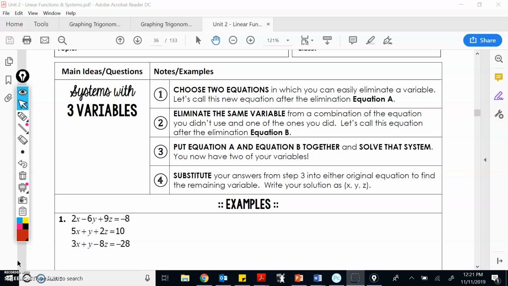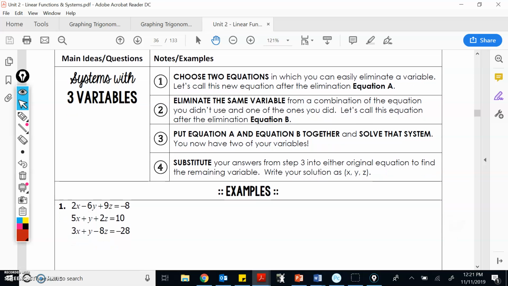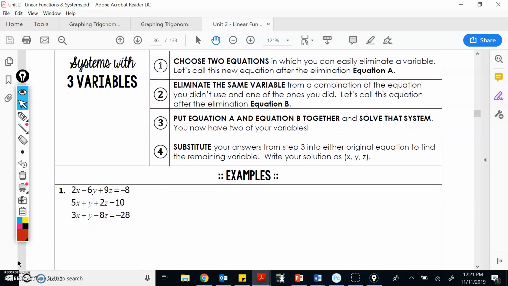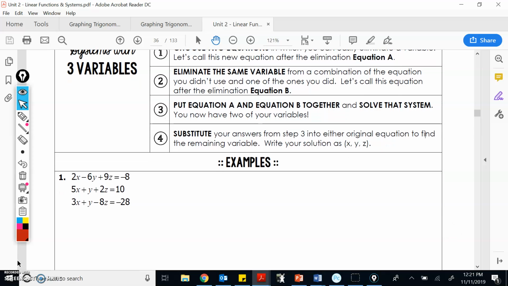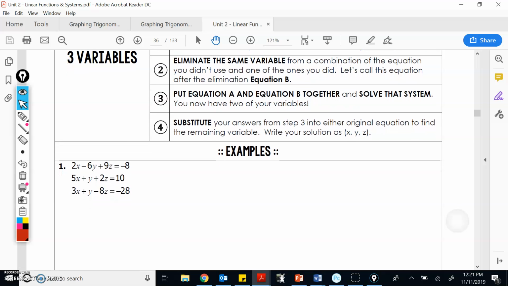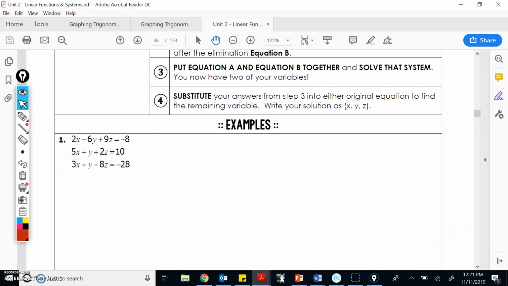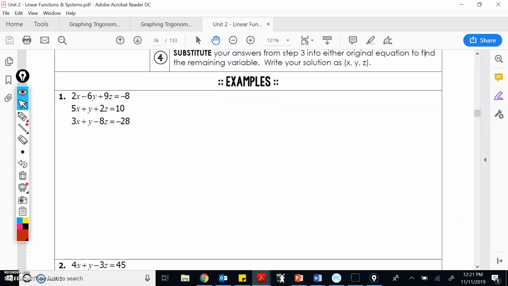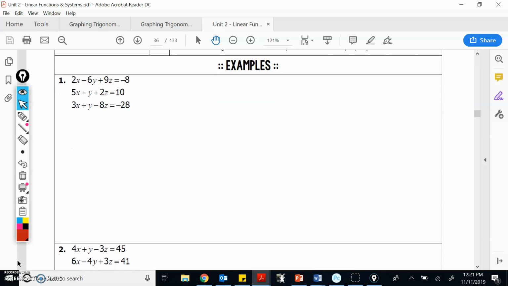one of the variables, and it can be either of the two equations. It doesn't have to be touching each other. And then we're going to eliminate the same variable from a combination of equations we did not use in step one. Put those equations together and solve the system and keep on substituting. I think those steps are a little more confusing than actually showing you. So let's do this together.